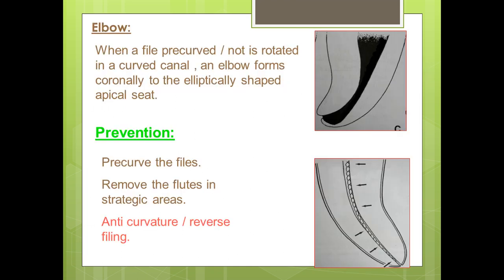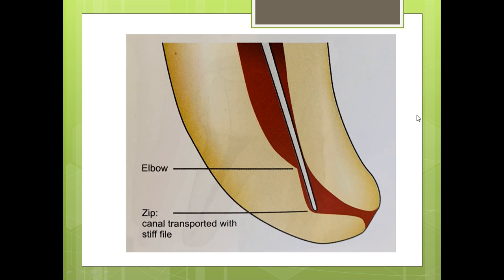And you have elbow formation. When a file is not pre-curved and it is not placed inside the curved canal properly, an elbow is formed coronal to the elliptically shaped apical seat. Prevention features are similar to zipping. See here, this is an elbow formation and this is a zip formation. So this is apical transportation with a stiff file. This is the elbow formation.